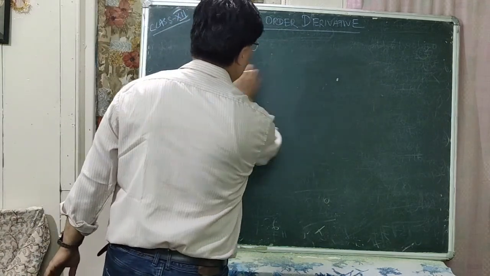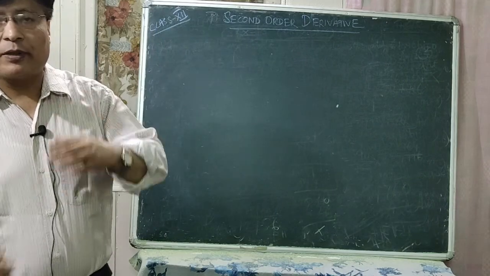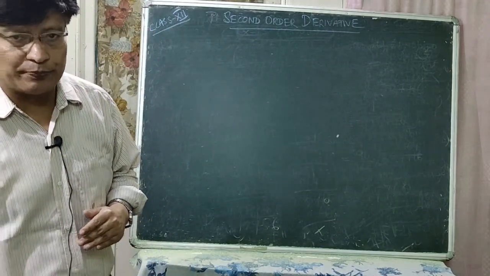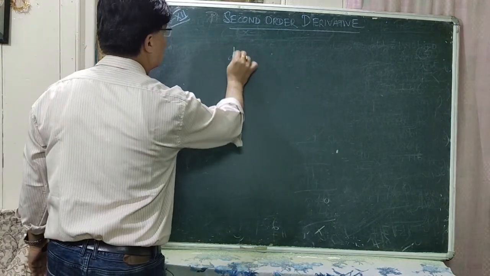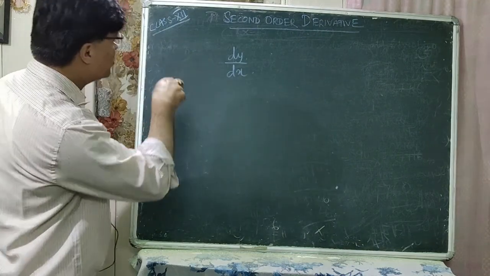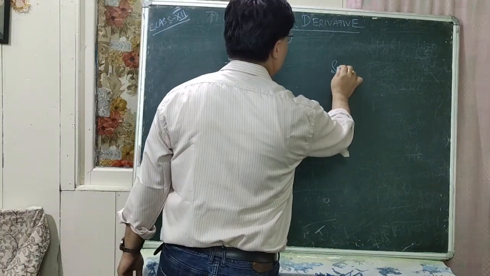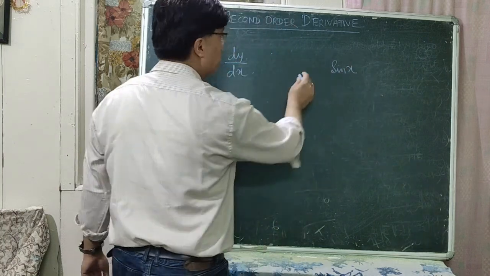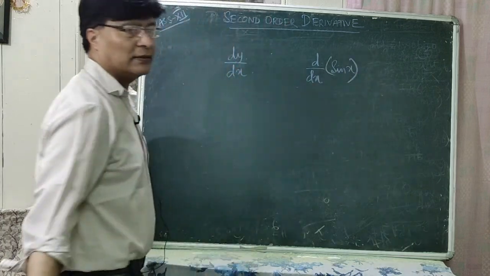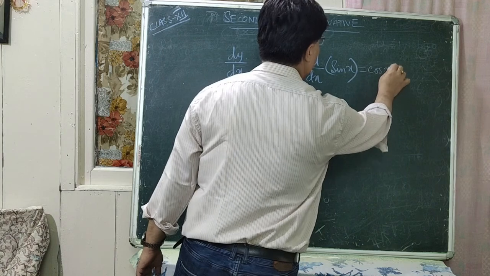Okay, now what is second order derivative? We differentiate the first order derivative once again. That is, the first order derivative, dy by dx, we differentiate once again with respect to x. That is, if you differentiate sin x, you have to write dy by dx of sin x, isn't it? And you know that dy by dx of sin x is cos x.